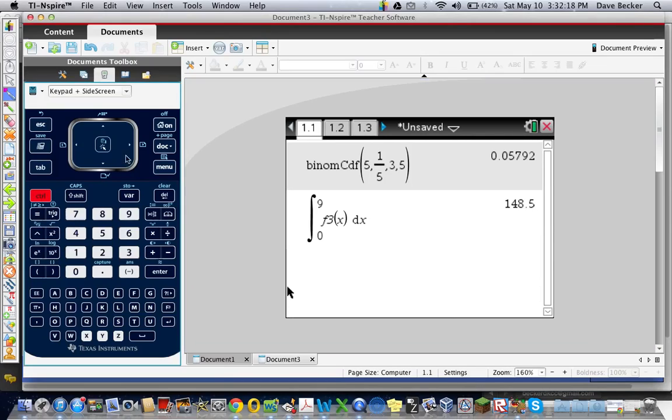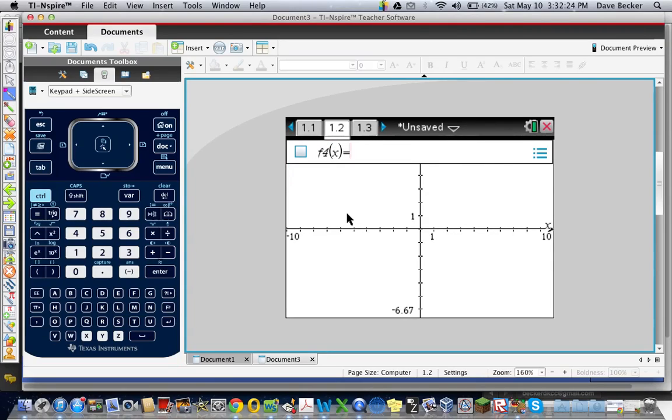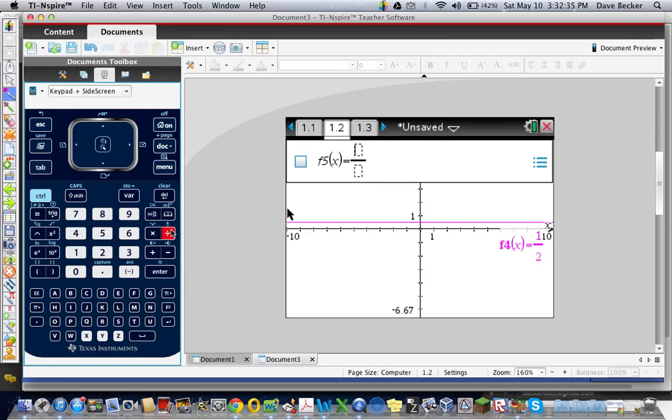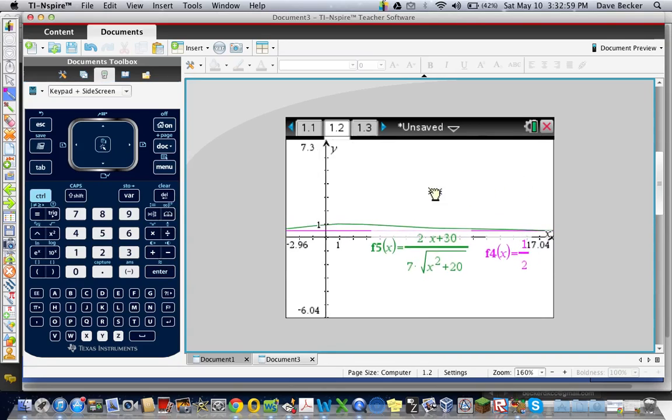Let's just add another graphing page. Just makes life a little easier. Add graph. So I'm going to go 1/2. Bam, there it is. And then I'm going to hit tab and I'm going to graph this. That's going to be 2x plus 30 over 7 times the square root of x squared, don't put k, plus 20. Bam. Okay, and it looks like they intersect way down there somewhere.